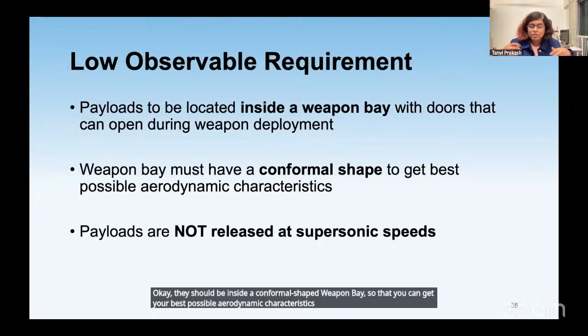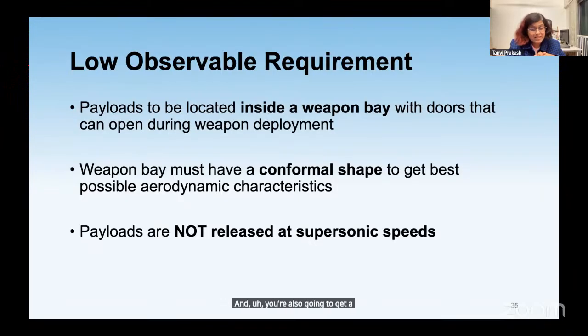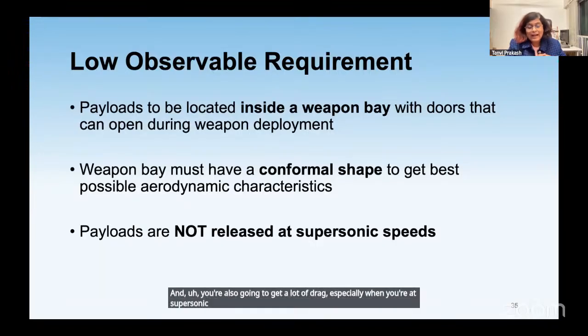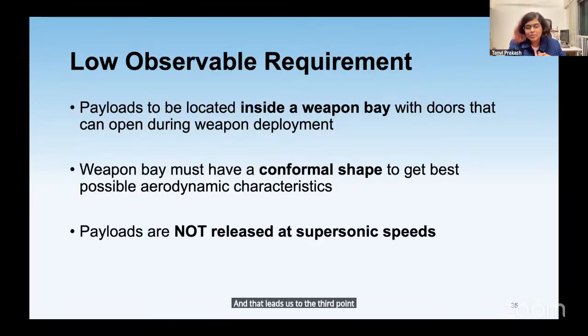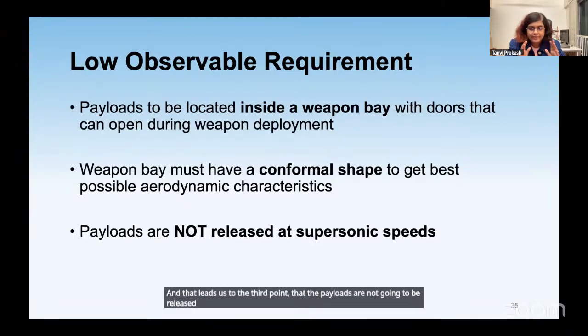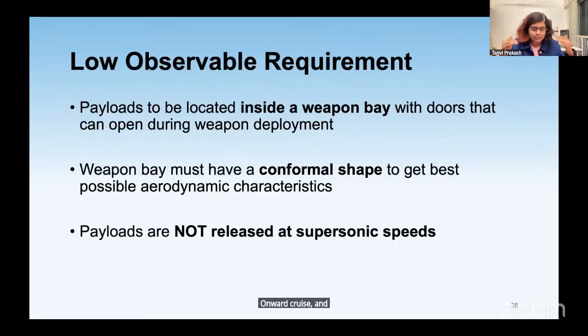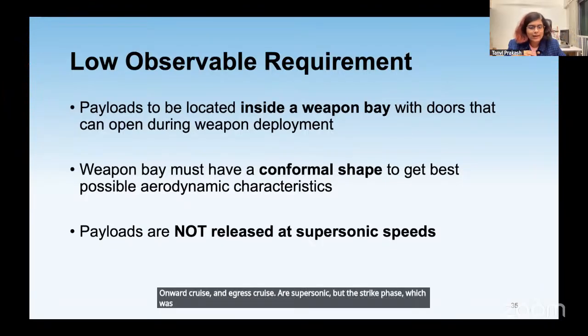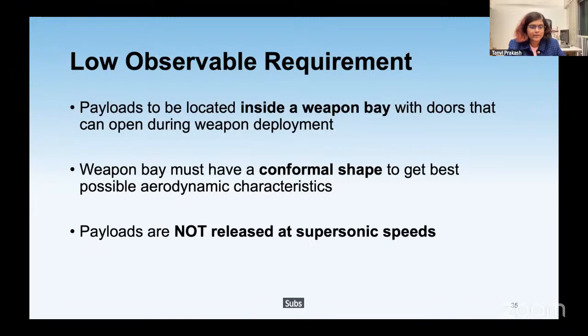If you add too many underwing weapons, then you're going to reduce your aerodynamic efficiency. And you're also going to get a lot of drag, especially when you're at supersonic speeds. And that leads us to the third point, that the payloads are not going to be released at supersonic speeds. Remember the mission profile? Onward cruise and egress cruise are supersonic, but the strike phase, which was at 1.5 kilometers, is subsonic. So payloads are only released at subsonic speeds in that part of the mission profile.